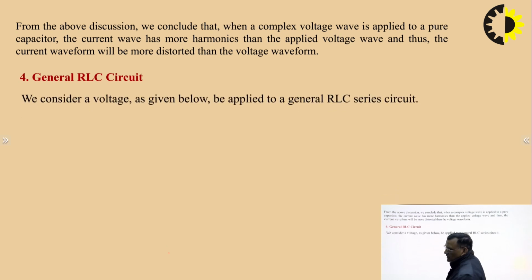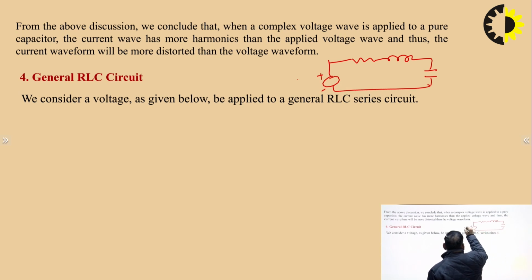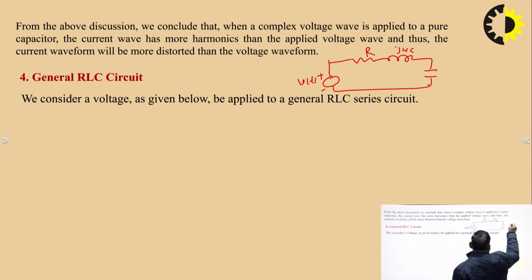Now take the circuit where all the three components R, L and C are present. Suppose take a series RLC circuit, okay, and apply a non-sinusoidal periodic waveform. So this is R, this is your j omega L, and this is minus j omega 1 by C. So we can write, it is better to write the Xc and it is better to write the XL. Okay.